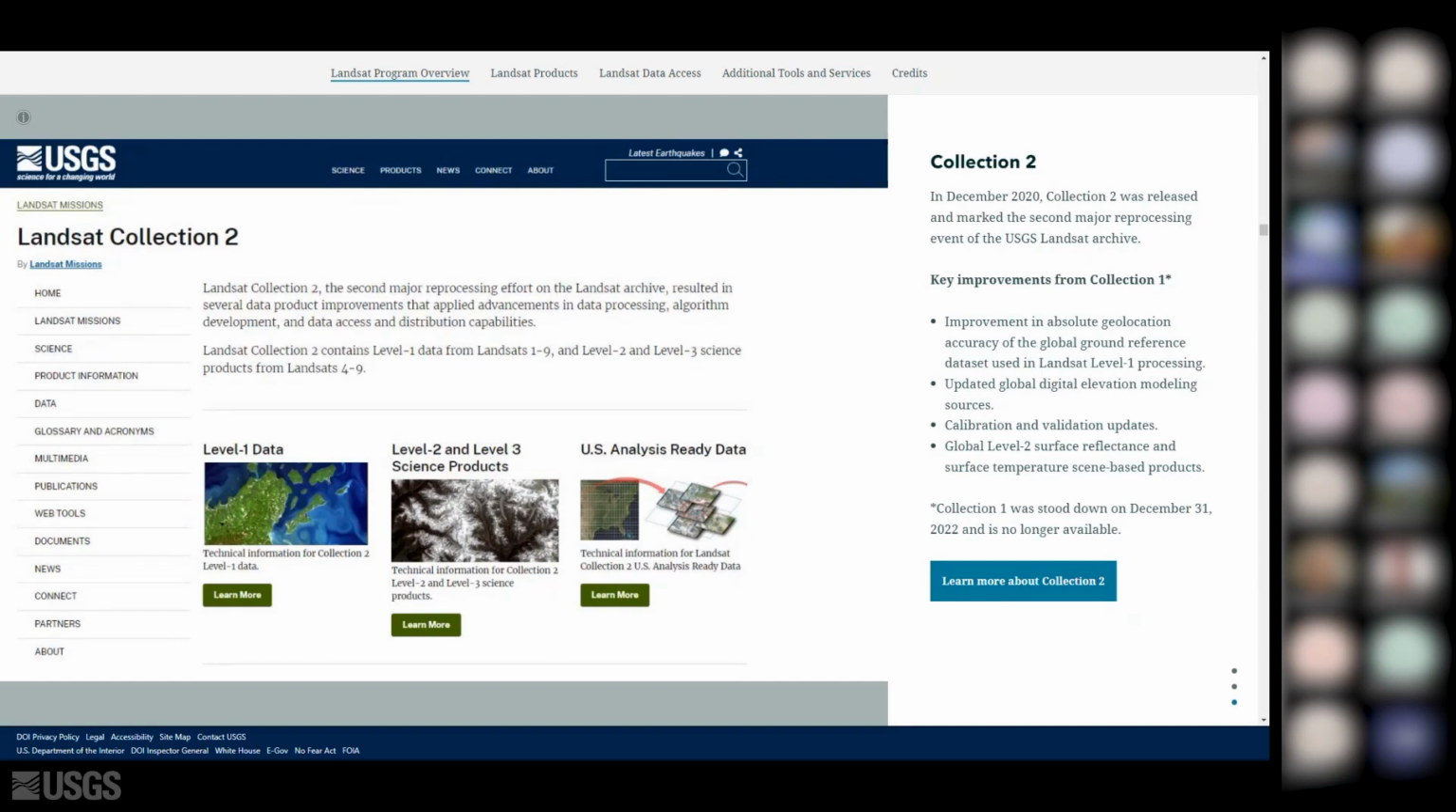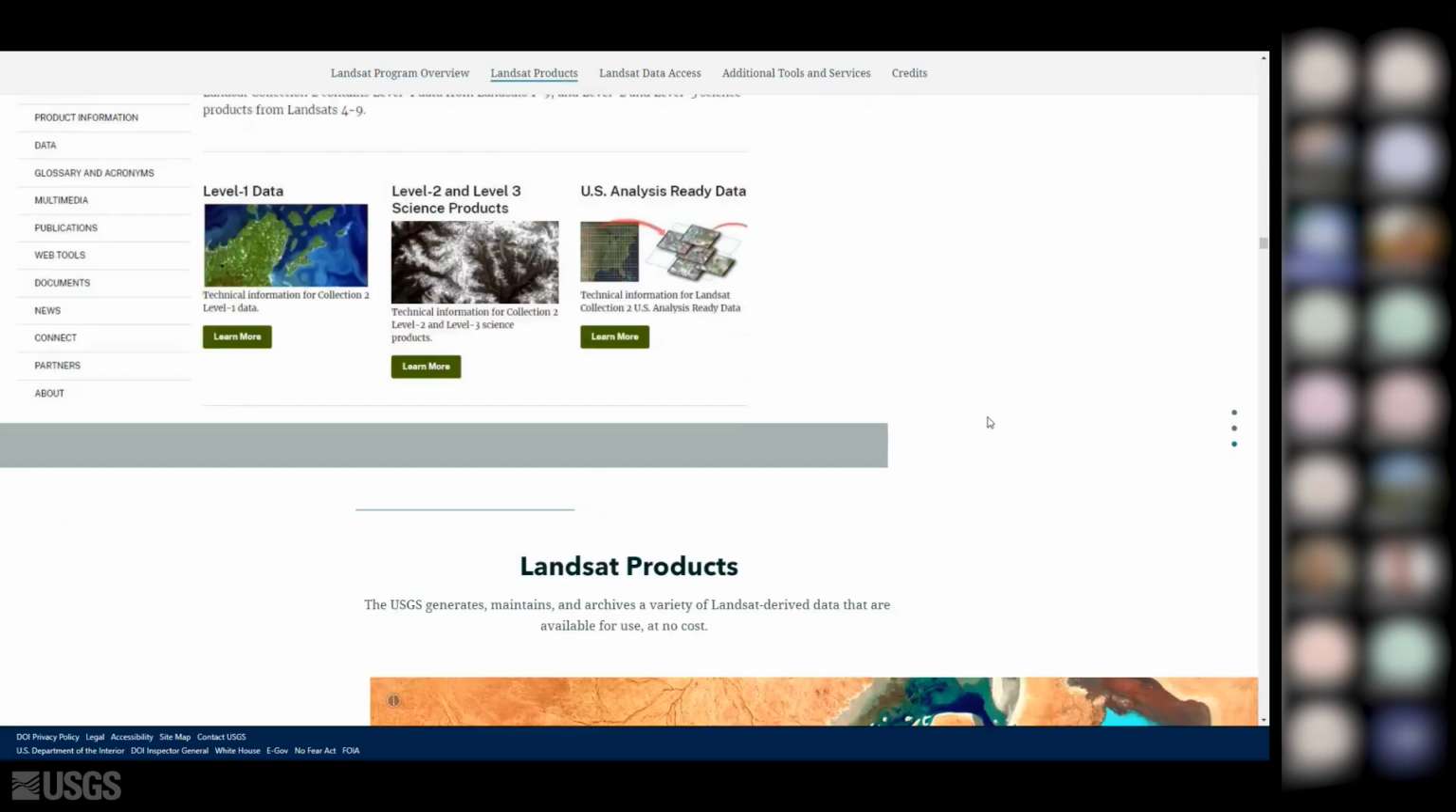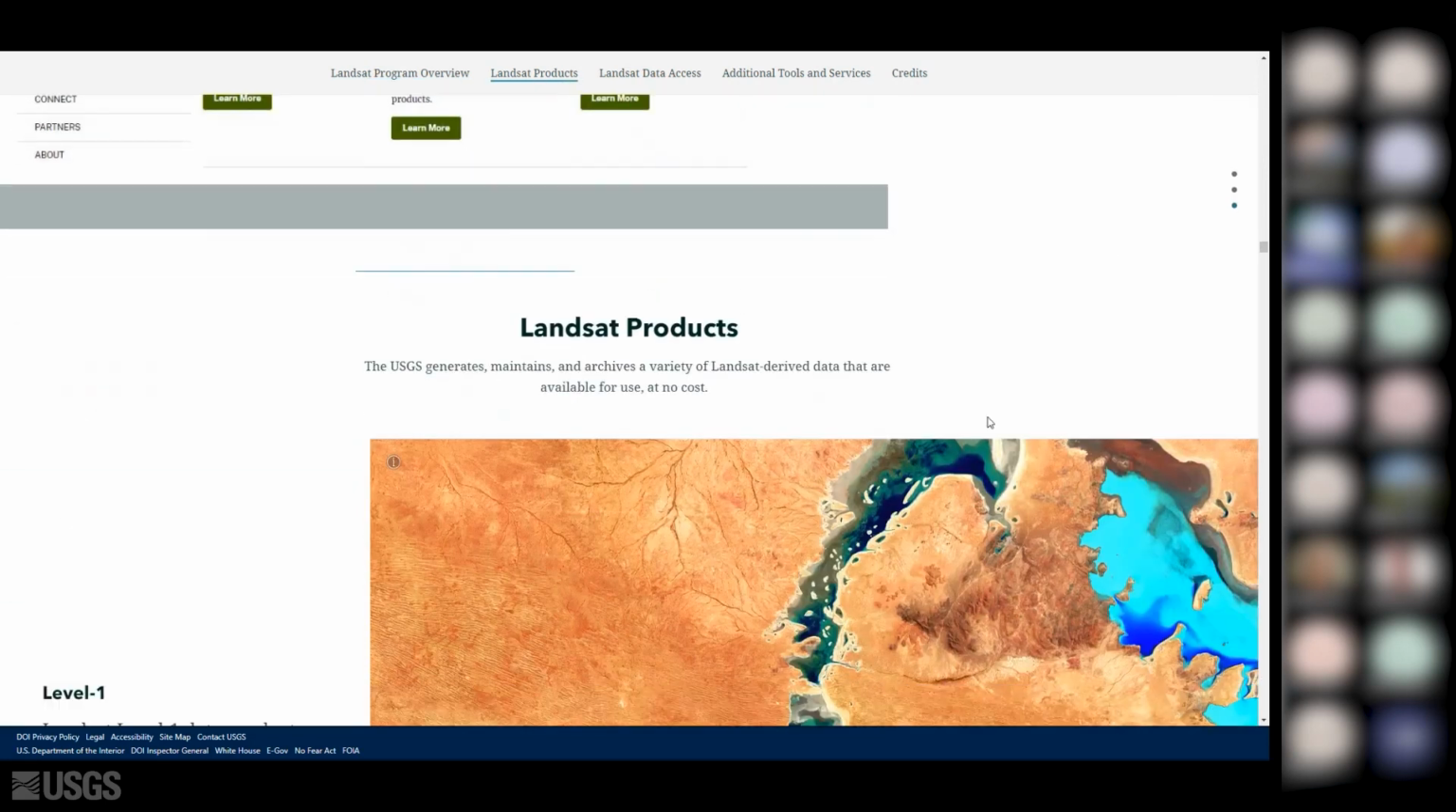After Collection 2 was released back in 2020, the Collection 1 data remained available for a certain period of time to help users transition their workflows to using Collection 2, but as of now, Collection 1 is no longer available. That is it for the program overview. Taylor is now going to talk about the different Landsat products available from the USGS.